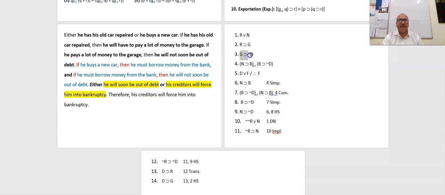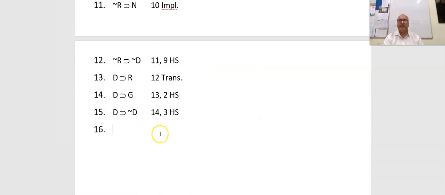Now here we have G implies negation D. Here we have D implies G. D implies G. G implies negation D. So we can easily write D implies negation D. What is the rule? We have line 14, D implies G. We have line 3, G implies negation D. So we are writing D implies negation D. D implies G. G implies negation D. Therefore, D implies negation D. In line 14 and 3, we are using hypothetical syllogism, right? Now we have got D implies negation D.